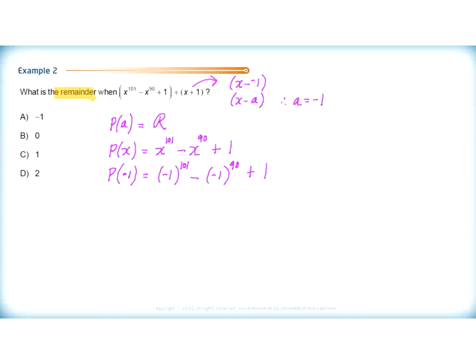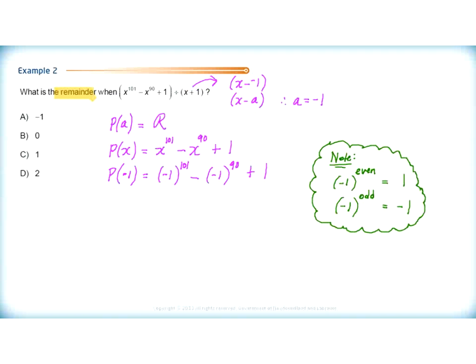At this point, I would like you to note something. Whenever you have a negative 1 raised to an even power, the answer will always equal a positive 1. When negative 1 is raised to an odd power, it will always equal a negative 1. It is important to notice this in order to finish the question. So in this case then, p of negative 1 will give us the remainder.